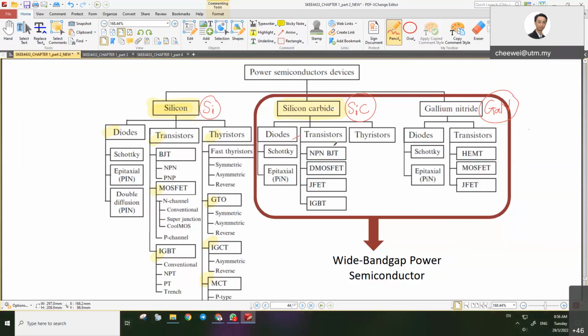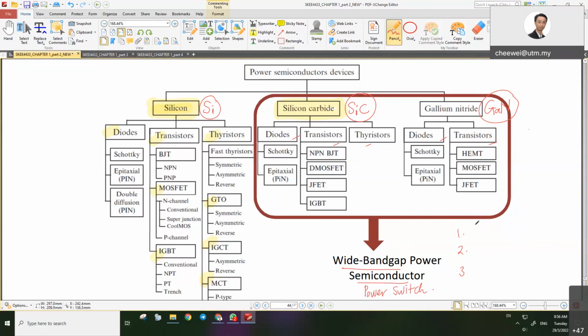Okay, they have the same family tree as well. So they have diodes, transistors, thyristors. All the new families came in with the features of wide bandgap. What are the three things that we mentioned for this family? Wide bandgap power semiconductors or power switches. What is the characteristic? In terms of frequency, no.